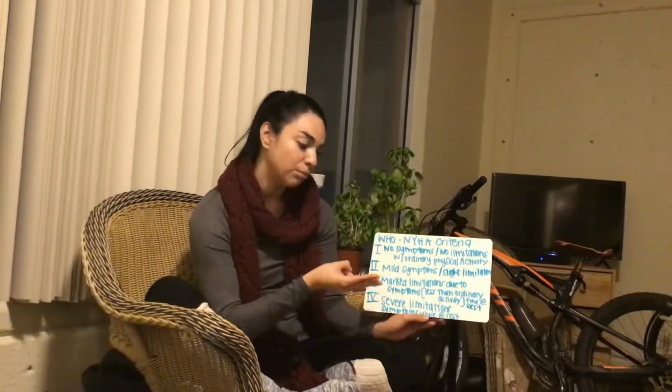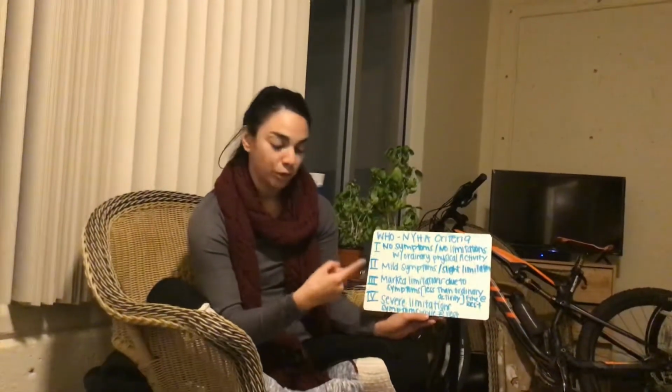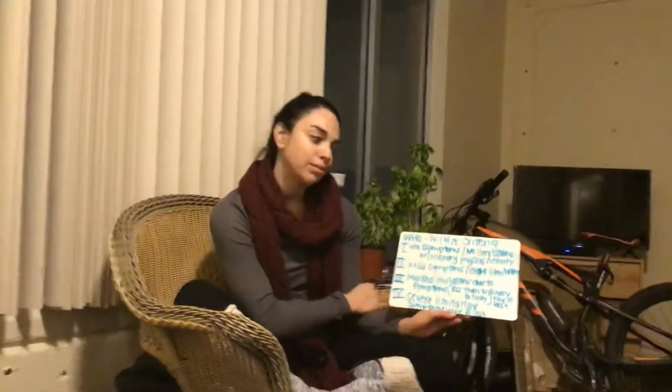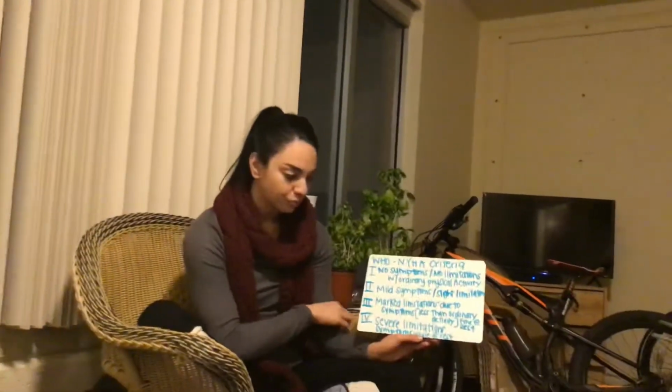And then number 3 is marked limitations due to symptoms. So less than ordinary activity. This is where we really need to be able to distinguish that, where less than ordinary is something such as going to get water in your kitchen or going out to get the mail. This is something that you should be able to do. But the thing is that they're fine at rest.